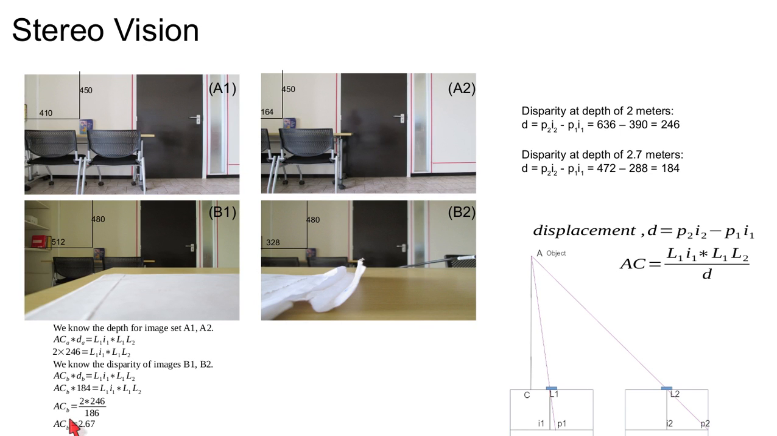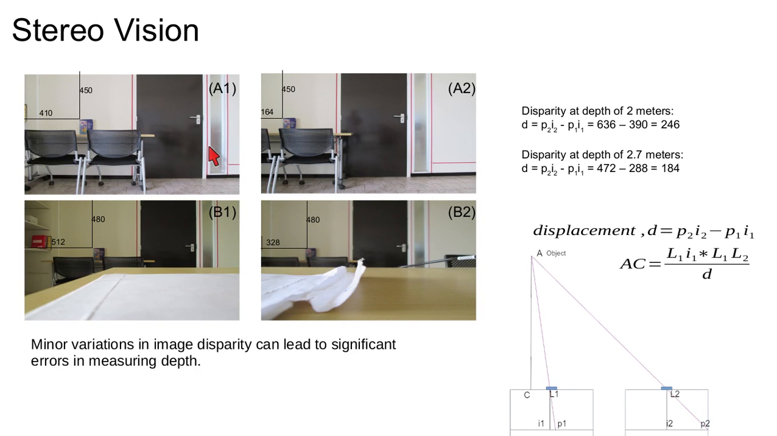And this depth is obtained as ACB equal to 2 times 246 divided by 187, and this happens to be 2.67. This is the estimated depth that we have obtained by using the displacement or the disparity equations. The actual depth of the camera or the actual distance of the camera from the object is 2.7 meters. So we are not that far away from the mark. So the result that we got was 2.67 and the actual value is 2.7 meters. So using the displacement equation, you would be able to obtain the distance of objects from a camera.